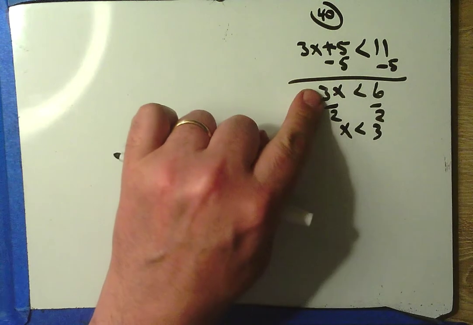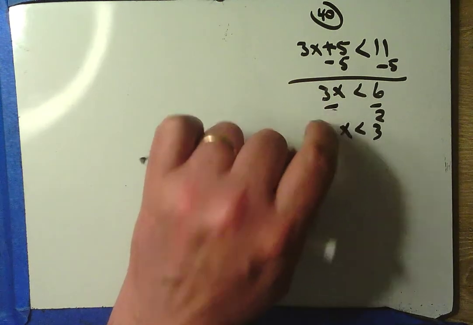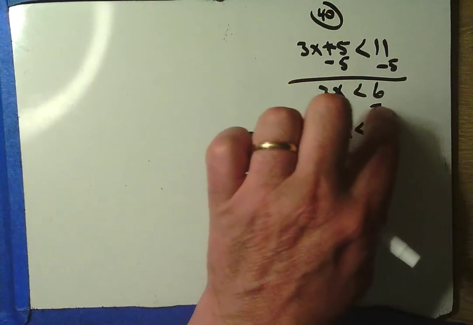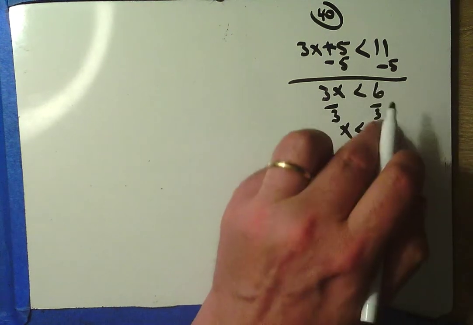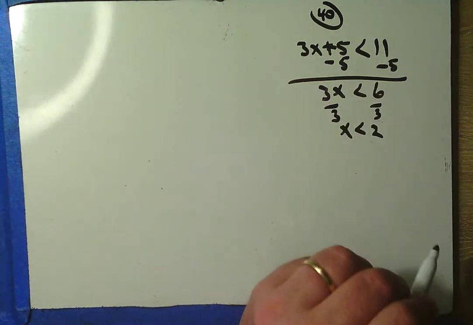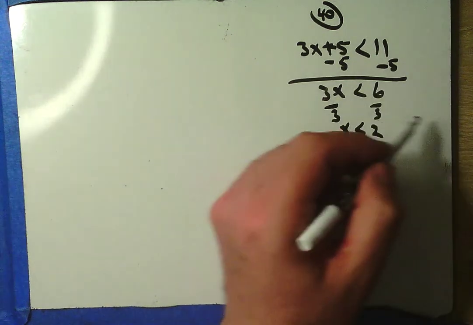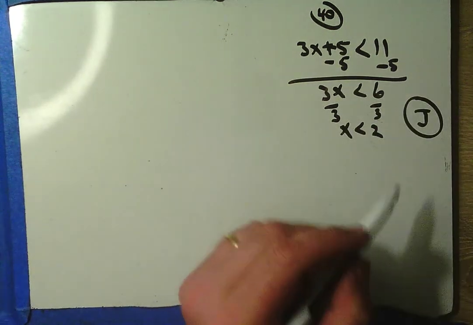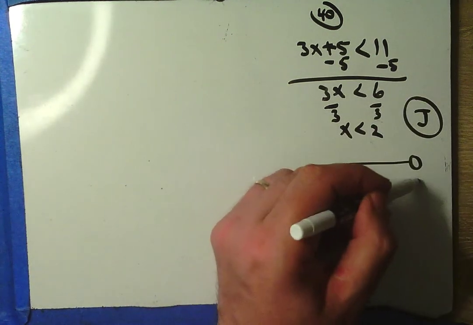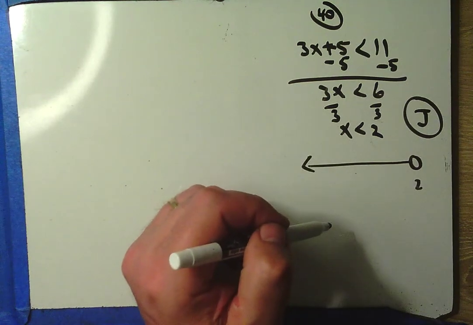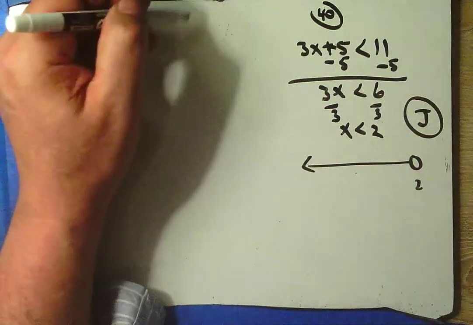You know, it would be good if I said divide both sides by 3, and 6 divided by 3 is 2. There we go. And that's why J is my answer to number 40. This line starting here at 2 and going that way. X is less than 2.